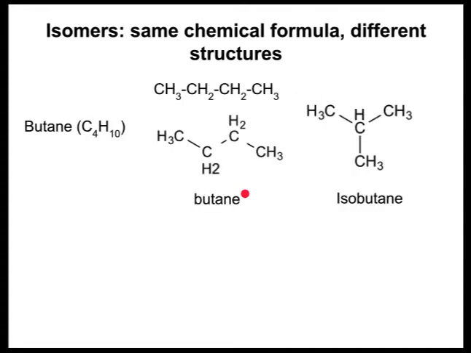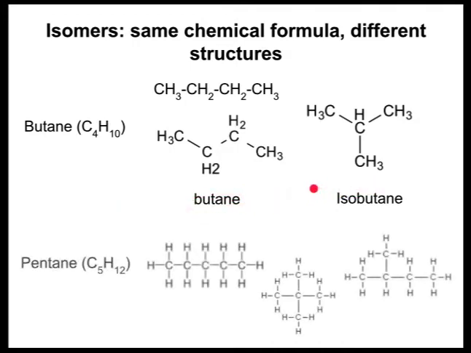So let's go on from there. Butane has two possible structures, butane and isobutane. If we add a fifth carbon, now we're dealing with pentane, and pentane has three possible structures. I'm not going to go through them in detail, but you can look at them. You can pause the video and look at them yourself and convince yourself that they are indeed three distinct structures.